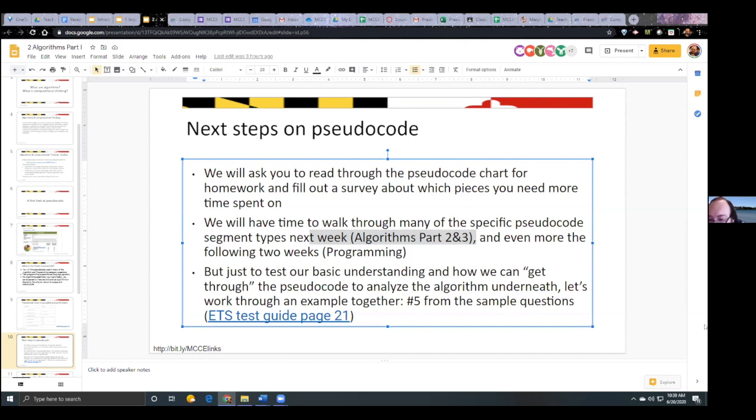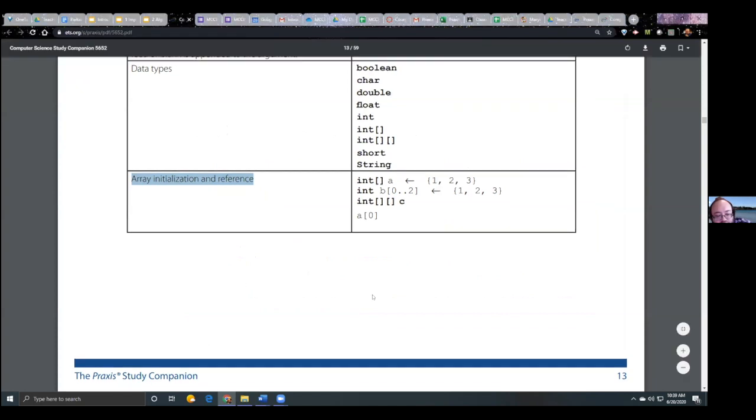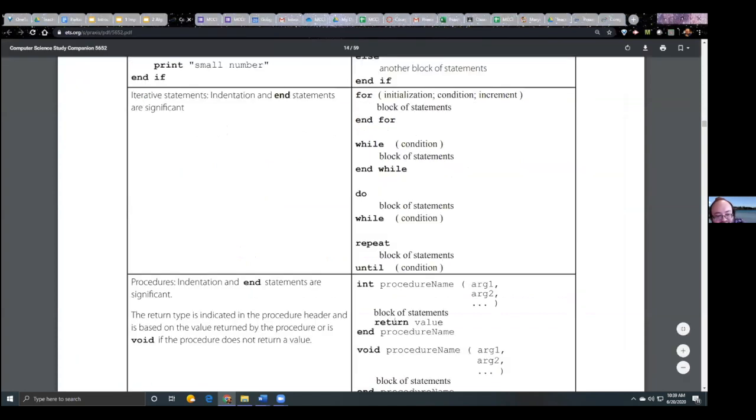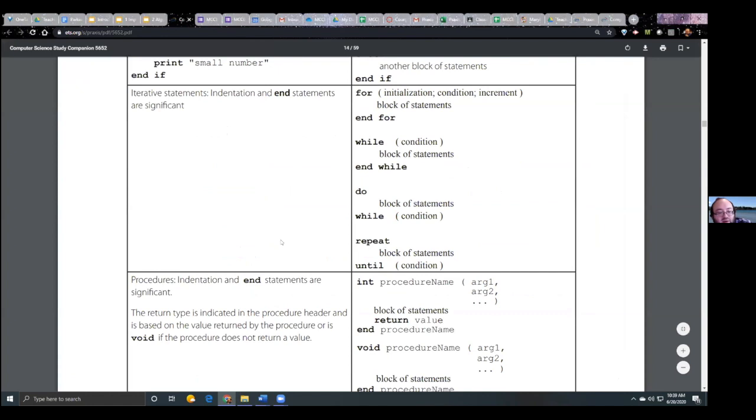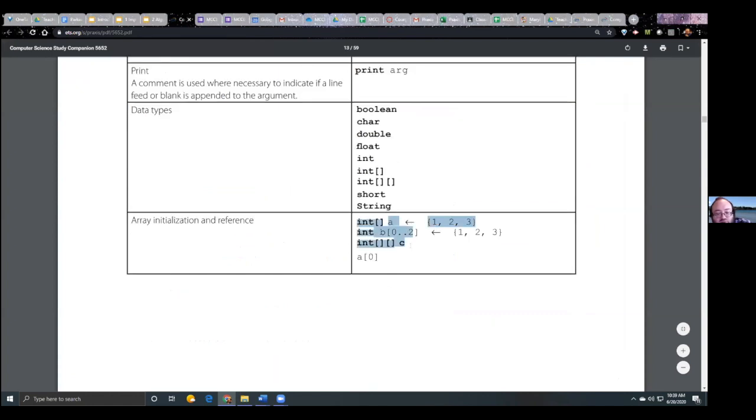Again, it's supposed to be language agnostic, but the way Java uses object-oriented language, that is one of the later pieces on it. These object-oriented keywords and classes. The way Java initializes and refers to arrays is very similar to what's here. So I definitely don't think you have to take Java to do well on the Praxis, but I think it'll absolutely be a benefit if you're doing that.